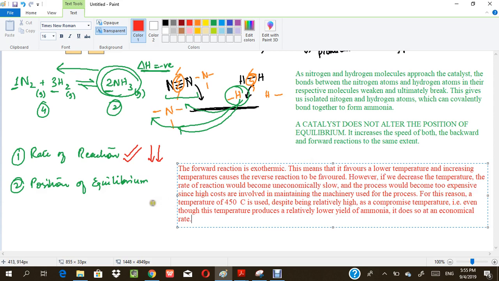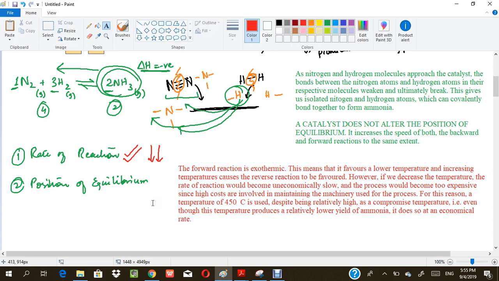Fair enough. So you often get this question in your papers, asking you to describe what we mean by the term compromise temperature, or you will be asked to explain the effect of this 450-degree temperature on the yield of the reaction and so on. So this is what you're going to write at that point. So I hope this is clear.